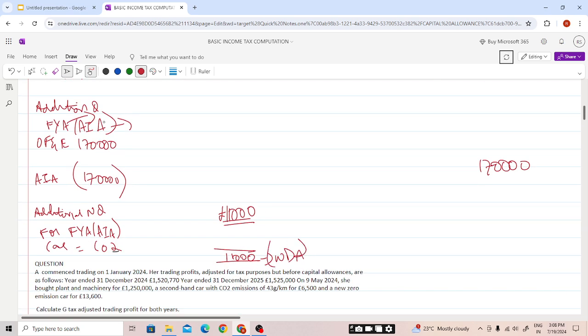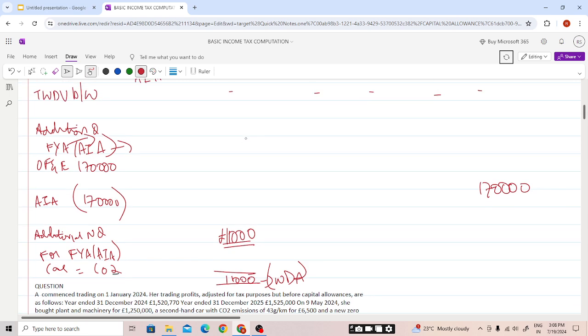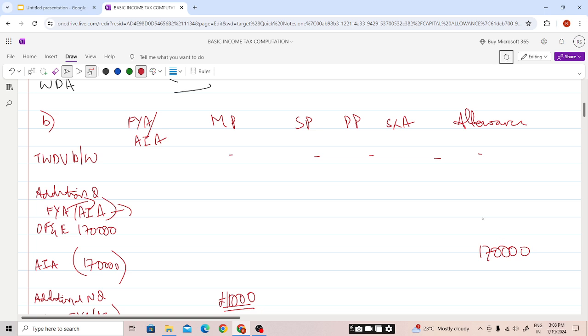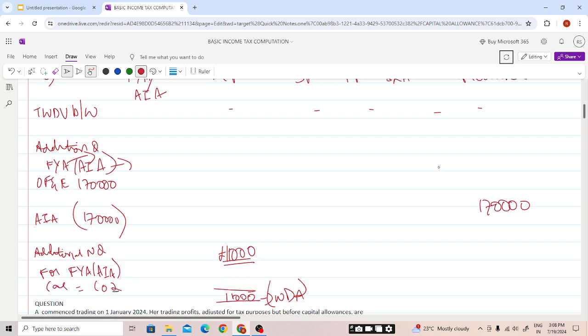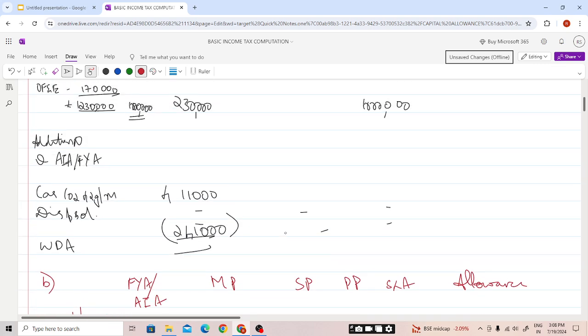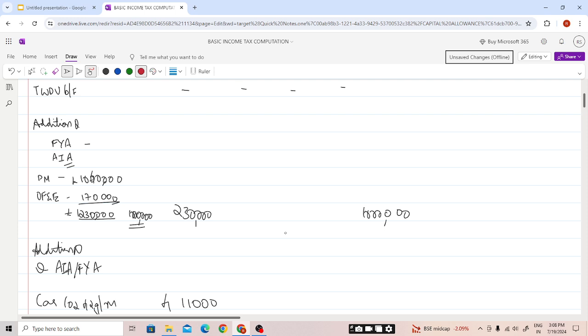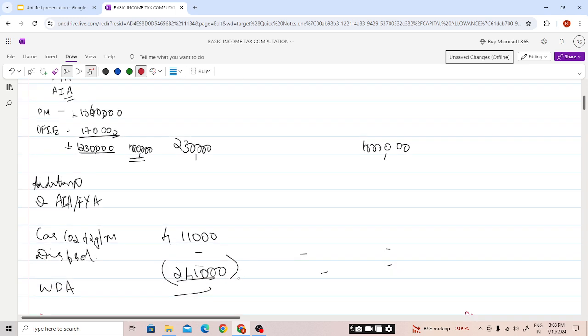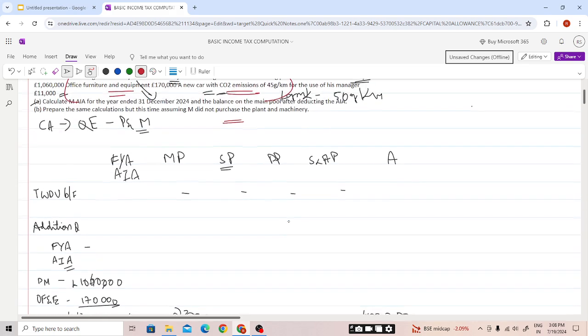So these are the 3 types of capital allowance which will give rise to the total of this allowance column, and this total we will be using to adjust our tax adjusted trading profit. So students, in this case the main pool balance will be 11,000, sorry, and in this it will be 241,000. I hope this is clear.